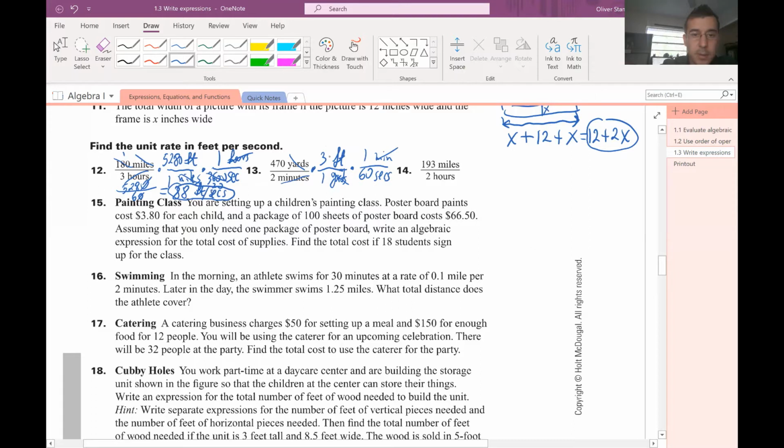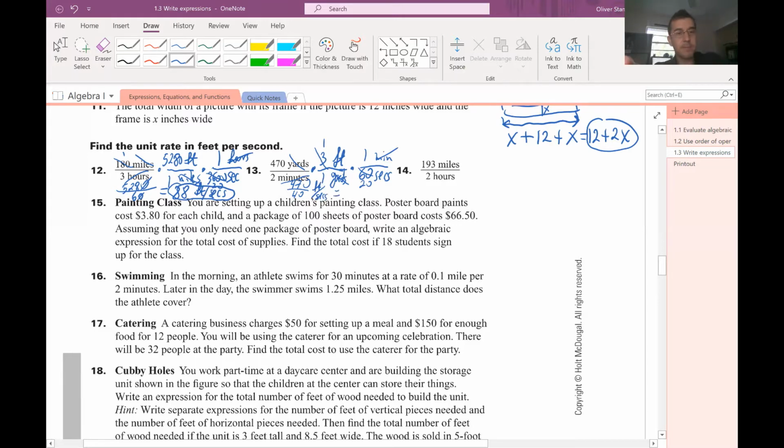And then 3 can cancel out with 60. So 3, 1 here, divided by 3 is 1. 60 divided by 3 is 20. So 20 times 1 times 2 is 40. So 40 in the denominator. On the top, we have 1 times 470. So 470 over 40 feet over seconds.